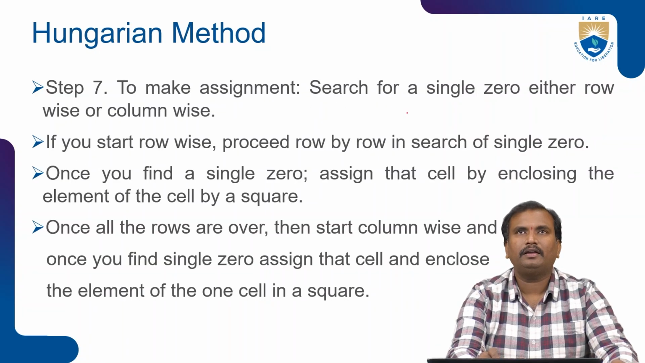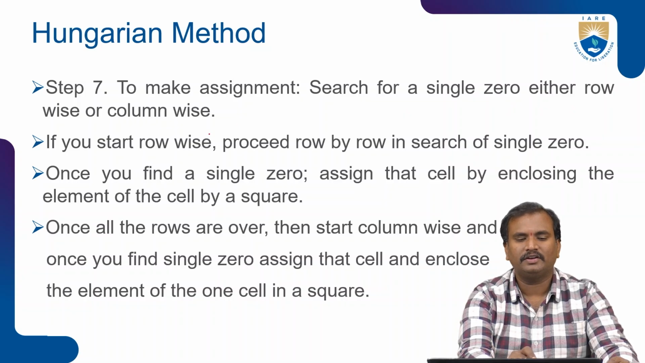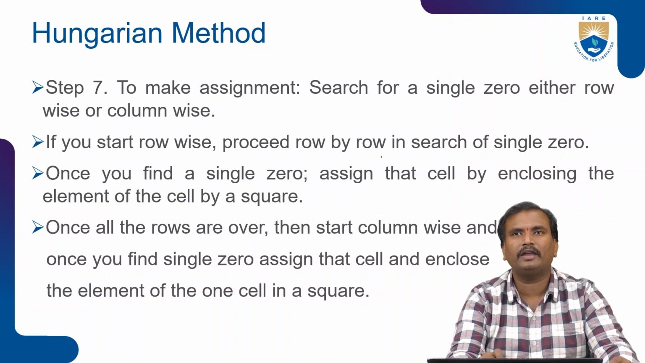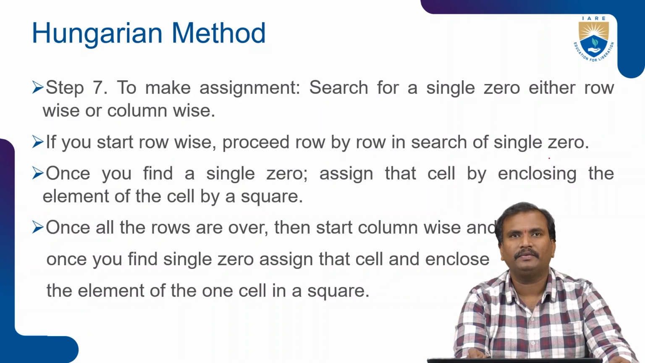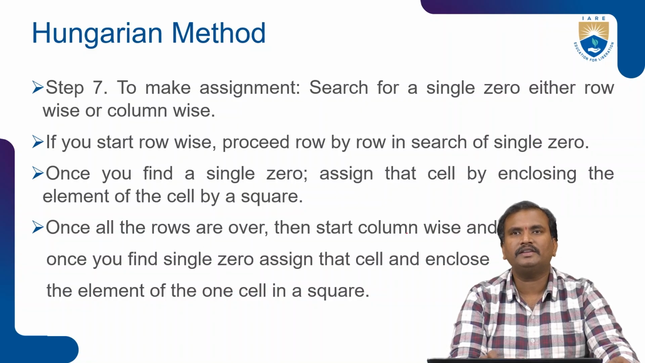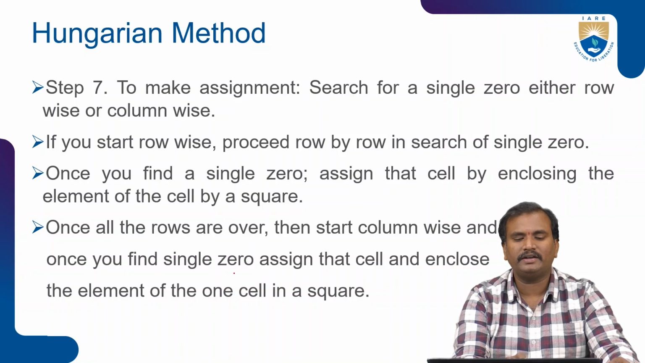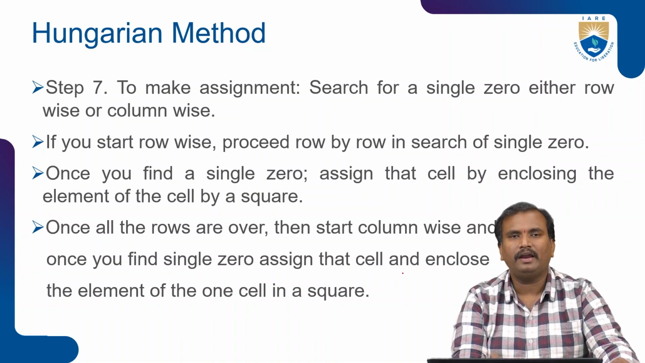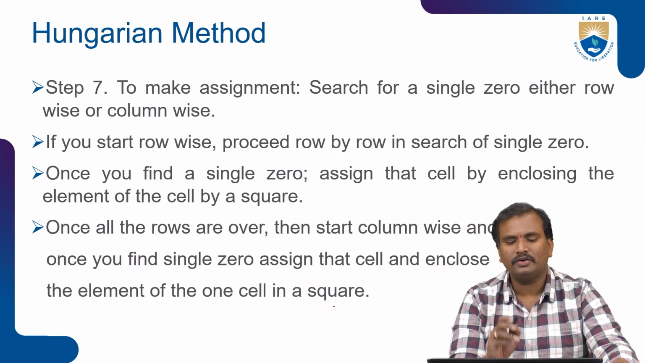To make the assignment, search for a single zero, either row wise or column wise. If you start row wise, proceed row by row in search of a single zero. Once you find a single zero, assign that cell by enclosing the element of the cell by a square. Once all the rows are over, then start column wise, and once you find a single zero, assign that cell and enclose the element of that cell in a square.